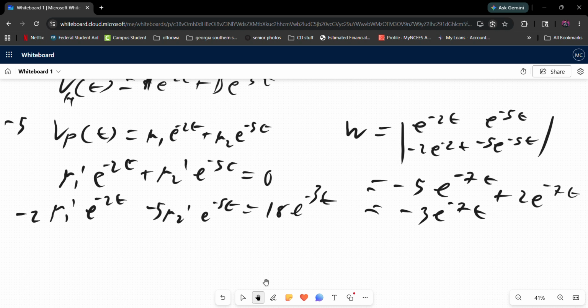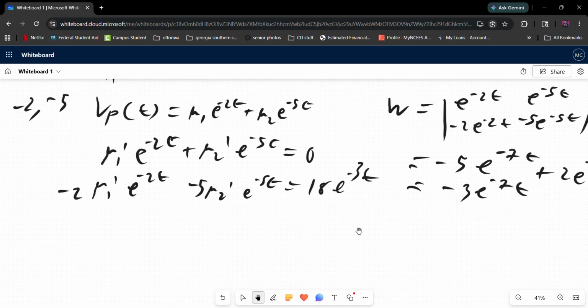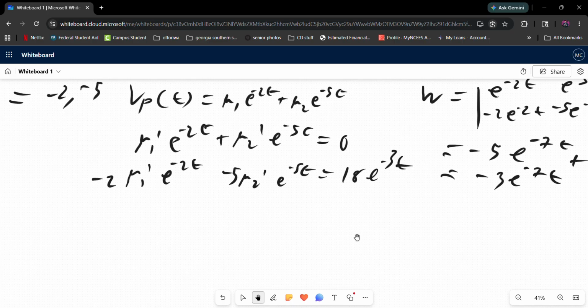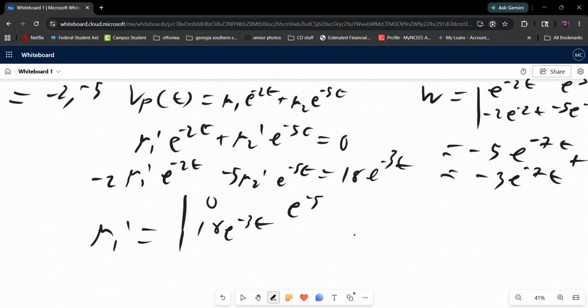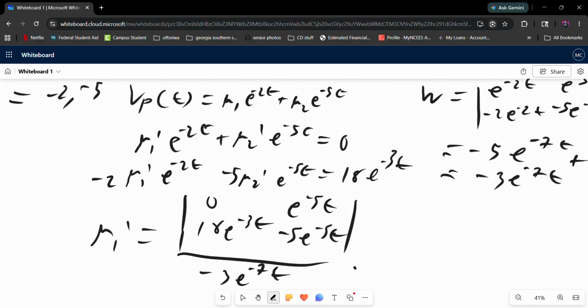So now we need to use Cramer's rule, because the denominator is just going to be the Wronskian, so we don't have to worry about computing it every single time. Now, to solve the ODE, we use Cramer's rule. So mu1 prime is going to be equal to the determinant of this matrix. So we have 0, 18 e to the negative 3t, and then we're going to have e to the negative 5t, and then negative 5 e to the negative 5t, and over the Wronskian, so that's just negative 3 e to the negative 7t.